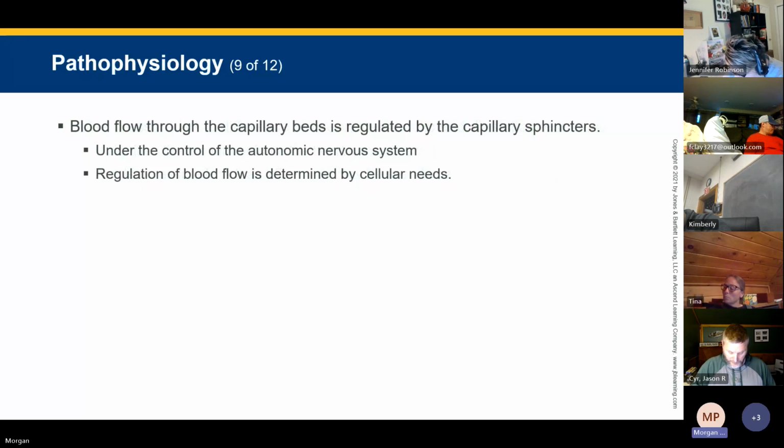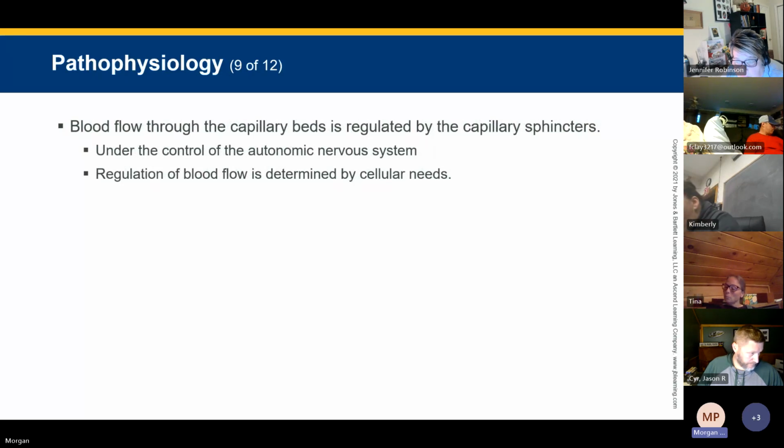Blood flows through the capillary beds and is regulated by the capillary sphincters under the control of the autonomic nervous system. Regulation of blood flow is determined by cellular needs.